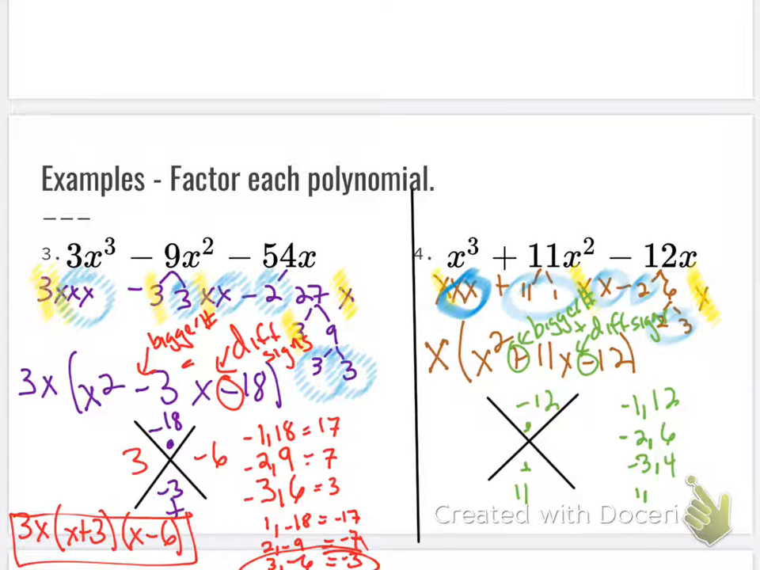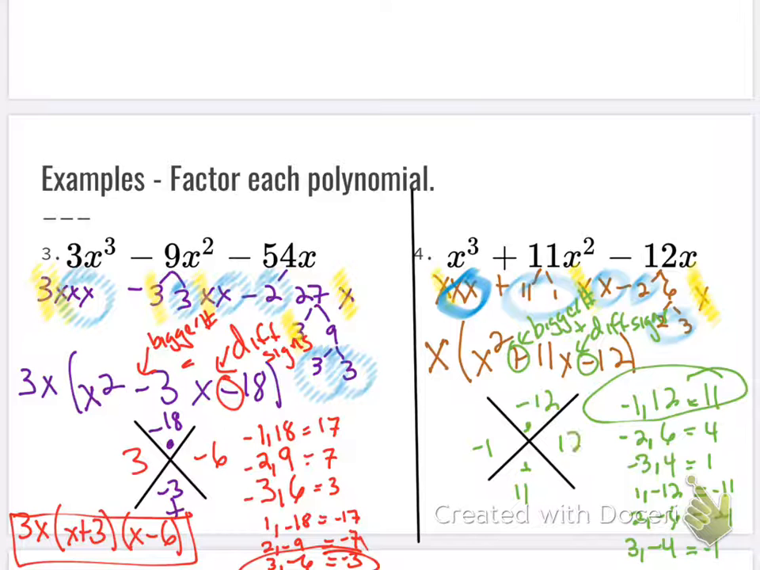Negative 12, 2 and negative 6, 3 and negative 4. We're going to add down. Well, negative 1 plus 12 is 11. We already found our answer, but I'll go through: 4, 1, negative 11, negative 4, negative 1. So that means negative 1 and 12. So we can write this as x parentheses x minus 1, x plus 12.